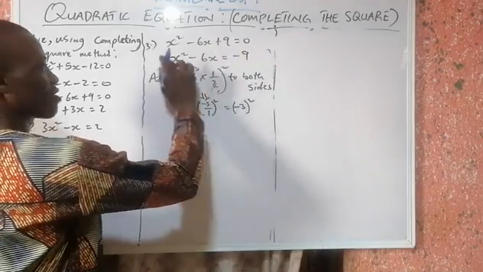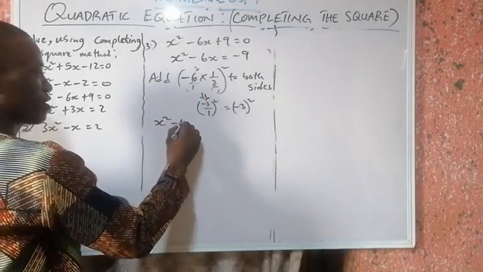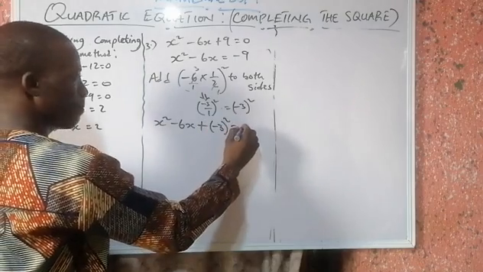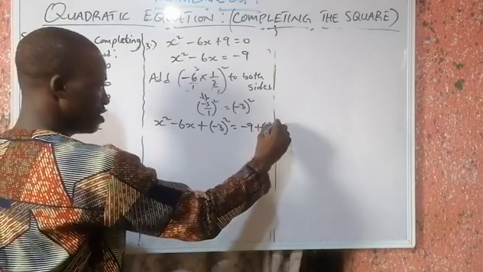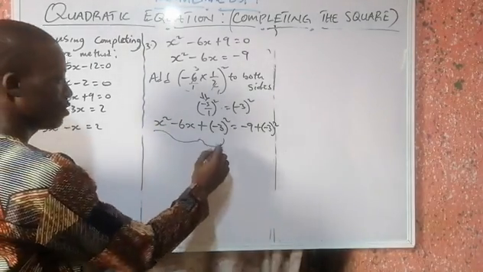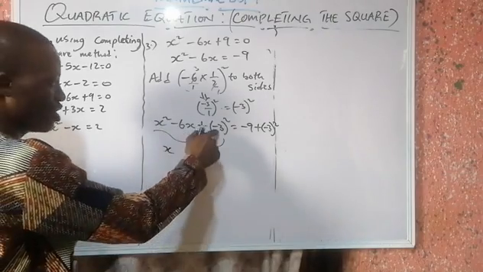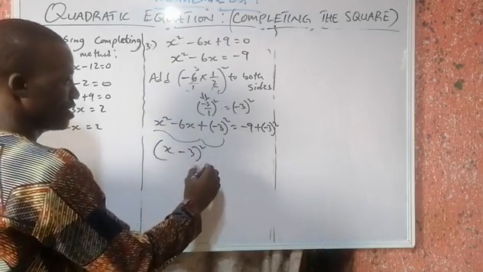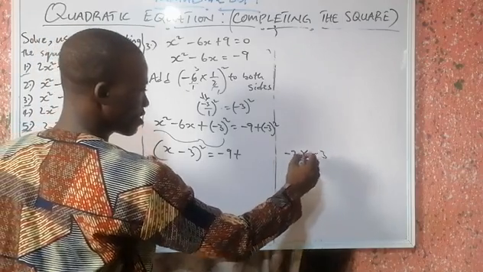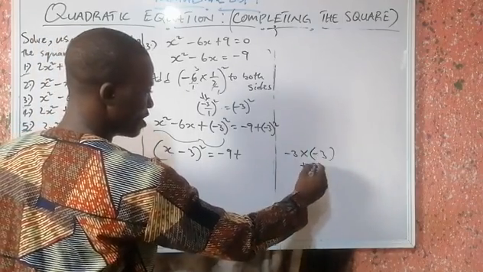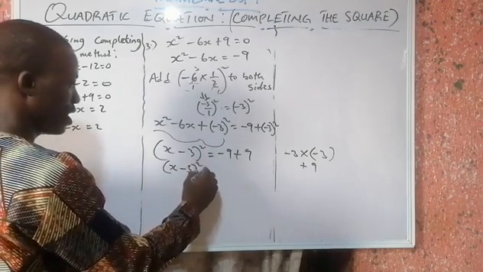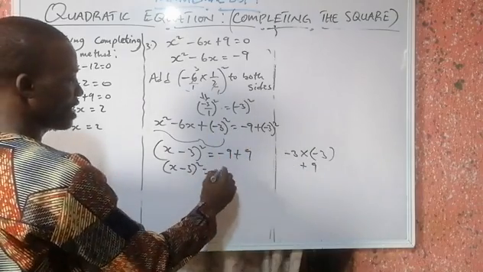So let's continue solving. That will be x squared minus 6x, plus you are adding minus 3 squared to this side, equals minus 9 on the other side, and you are also adding minus 3 squared. This is straightforward, just the same way that I told you. Look at this form. It can be written as x minus 3 squared, equals minus 9 plus, what is minus 3 squared? Minus 3 squared means minus 3 times minus 3. Minus times minus will give me plus. 3 times 3 is 9. So that will give me plus 9. So I now have x minus 3 squared equals minus 9 plus 9, which will give me 0.